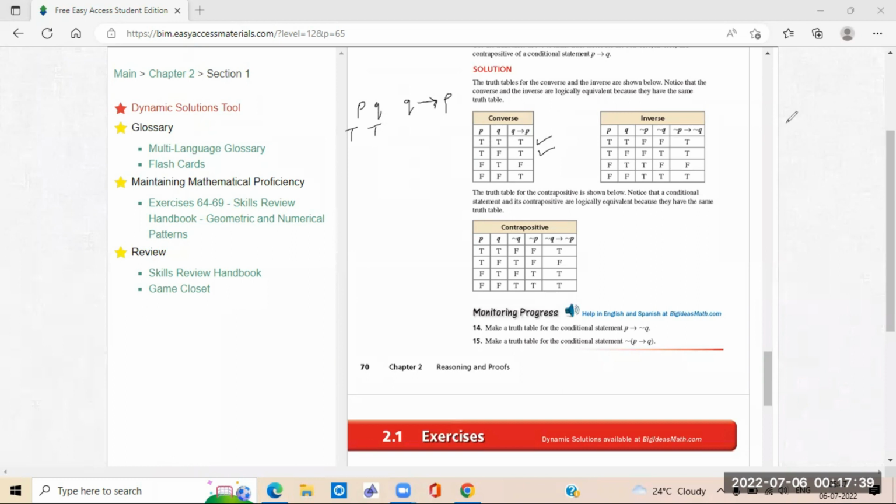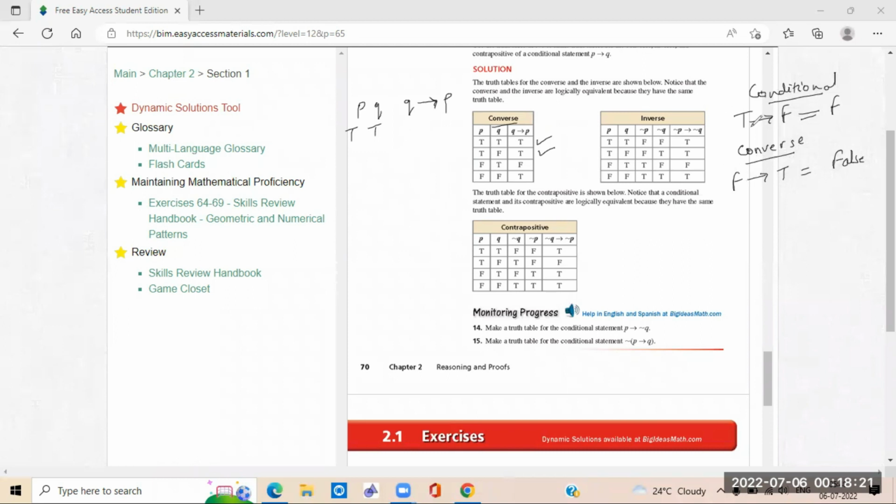For the converse, you're going to see that a true hypothesis producing a false conclusion can be a true one for the converse, not for the conditional, but for the converse. False implies true here is false. So here we can see in the converse that in the conditional, true implies false was false. Now, when we see the converse, false implies true is going to be false. So this is the difference in the conditional statement truth table and the converse.